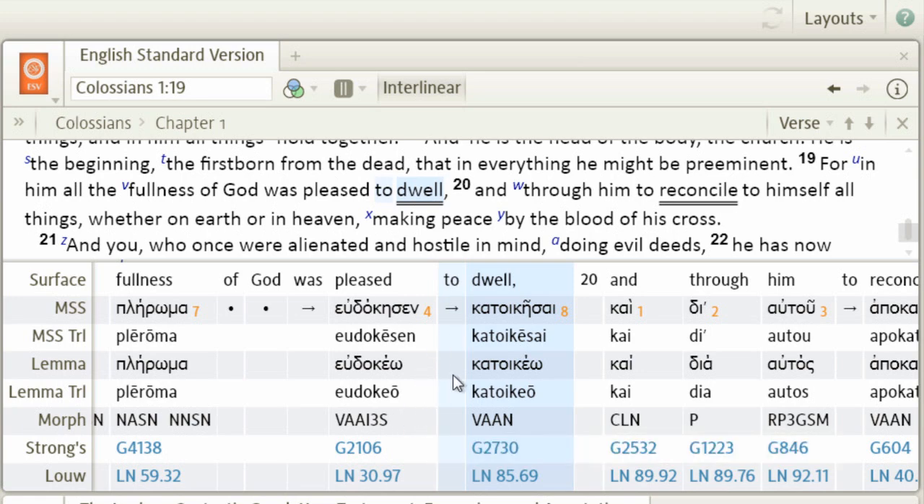And I just want to make one other note about translation. The Greek infinitive can be translated into English by supplying the English preposition to along with a verb. And that's what's happened here with this Greek infinitive in the ESV. But the Greek infinitive is not always translated this way, and we'll see the other ways it gets translated in the following videos.